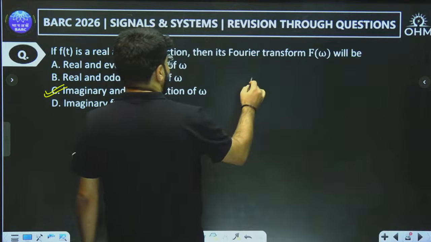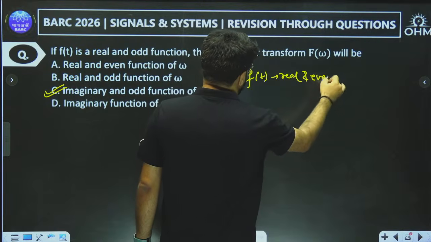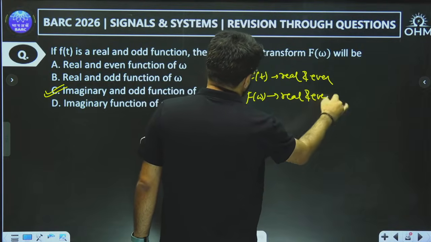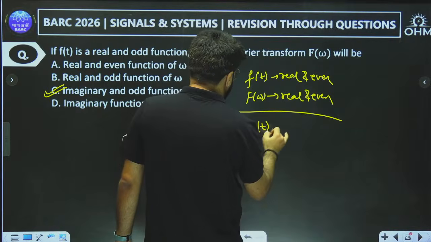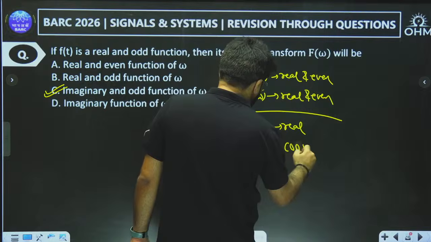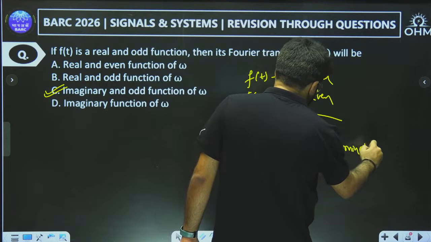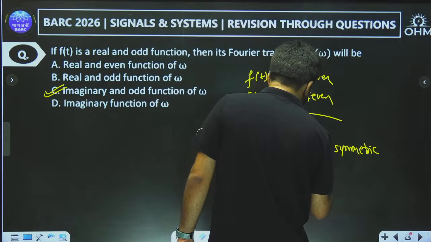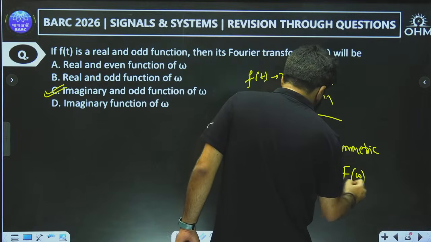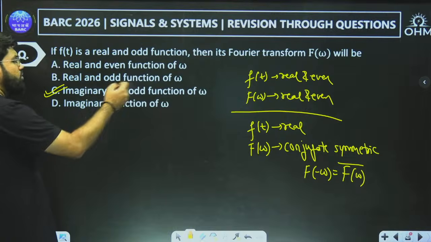If signal is real and even, the next common result they can ask, then Fourier transform will also be real and even. One more important point, if the signal is only given as real, very important, then the Fourier transform is conjugate symmetric. What is conjugate symmetric? F of minus omega is conjugate of F(omega). Right now, the signal is real and odd, Fourier transform is pure imaginary and odd.